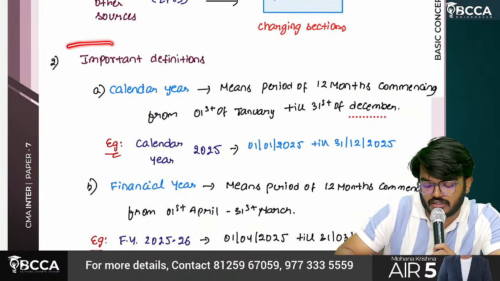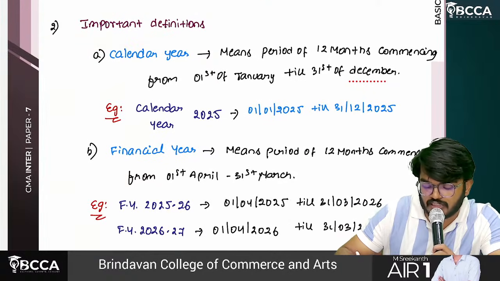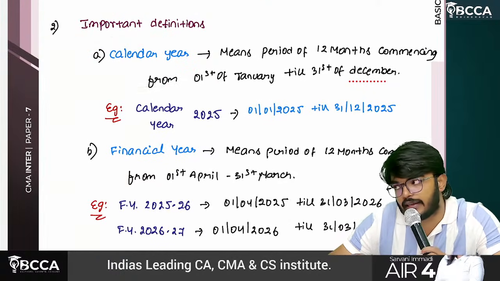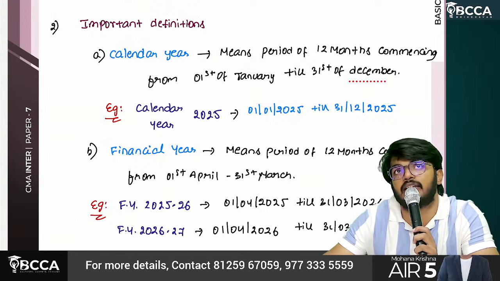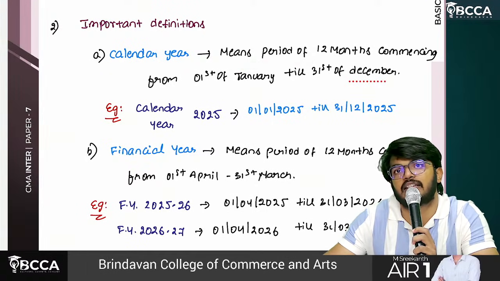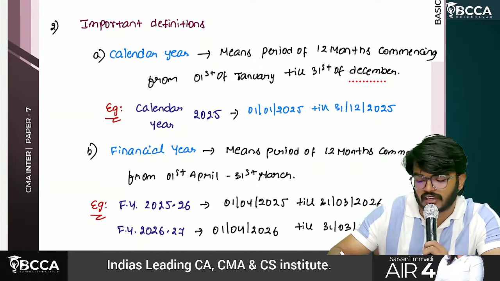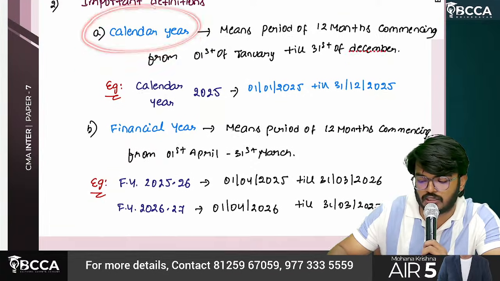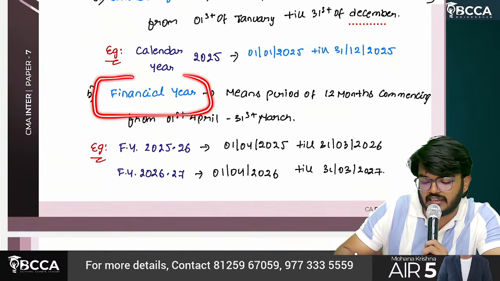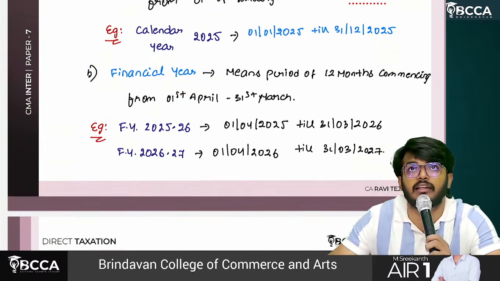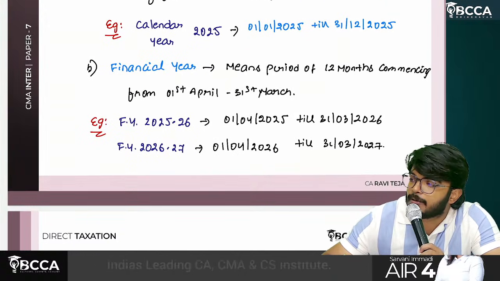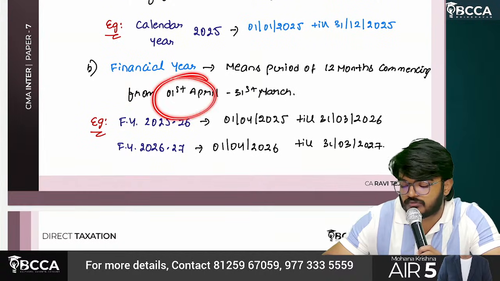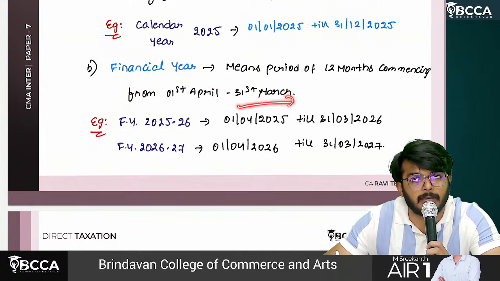Next we have understood some important definitions. First, what did we understand? Calendar year. What is the meaning of calendar year? It means a period of 12 months commencing from 1st January and ending on 31st December. But we can forget about this calendar year because it has no importance. Next, we studied financial year. What is the meaning of financial year? Financial year starts from 1st April and ends on 31st March.